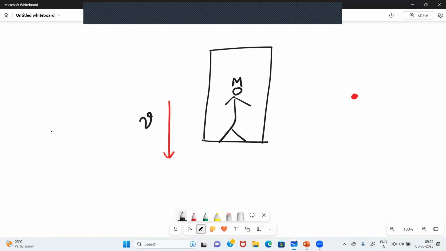Okay. The element is moving down with constant velocity. Let me write that. Now, can you tell me what are the forces acting on this man? Yeah, what is gravitational force? mg downwards. Excellent. Normal reaction upwards, correct?